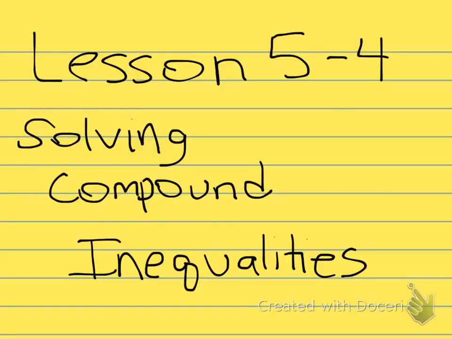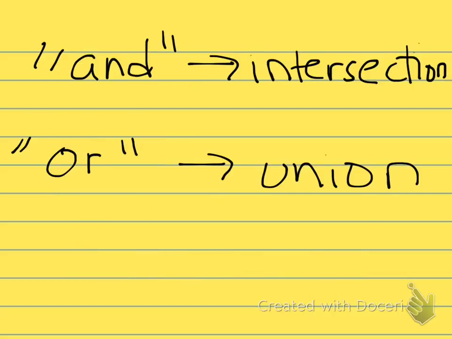Today we're looking at Lesson 5.4 on solving compound inequalities. Compound means more than one. We have two types of compound inequalities. One is considered an intersection, which would have the word and, or I'll show you another way that you might see it. And then one is called a union, which would have the word or in between the two inequalities.